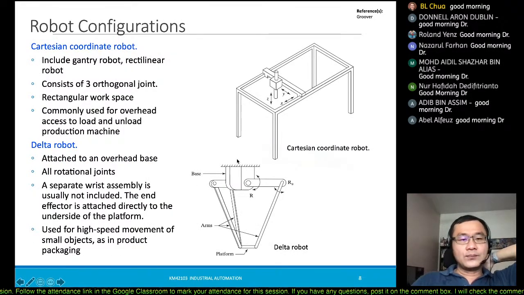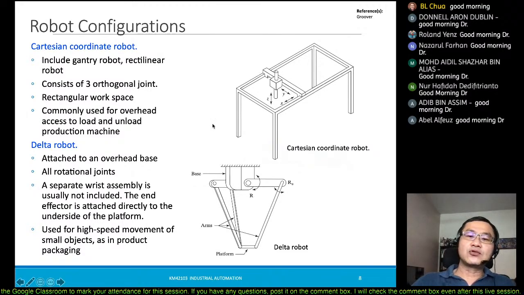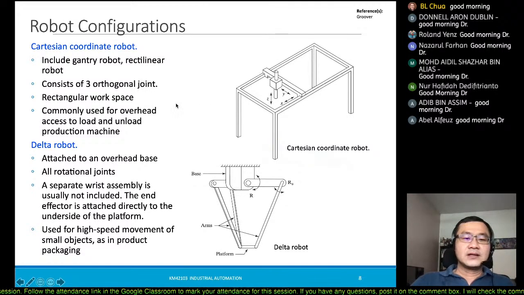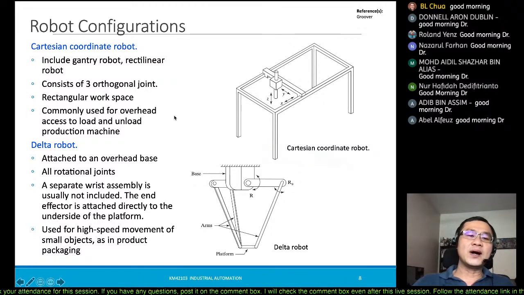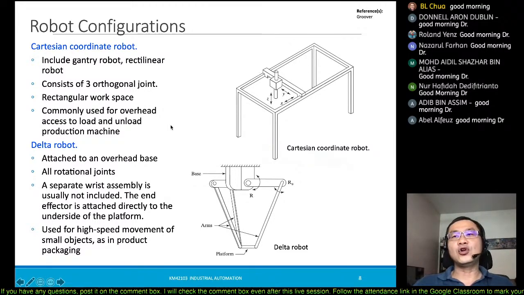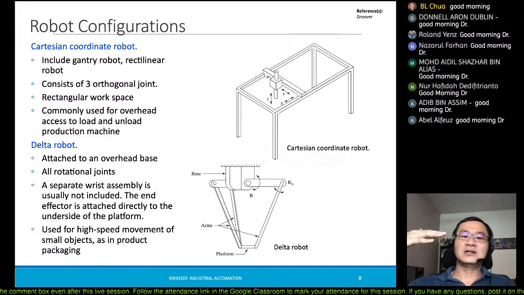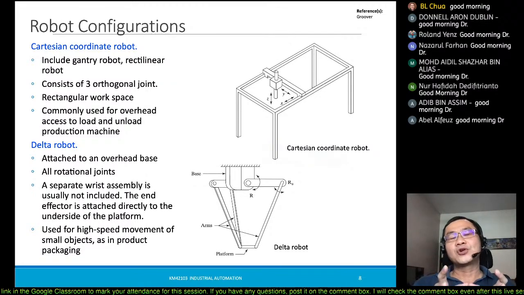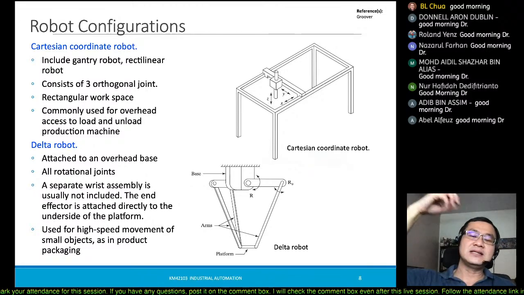Other basic configurations would include the Cartesian coordinate robots. This one is a basic robot just like the gantry robots. You have the X, Y, and Z coordinates. All three axes are linear joints. So they just move in X, Y, and Z directions, and are commonly used for overhead access, particularly for loading and unloading of a part. That allows maybe an open type of production where you don't have anything on the top, so you can easily go up and down.